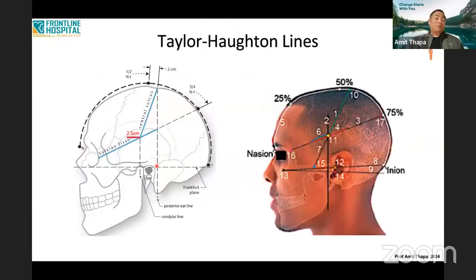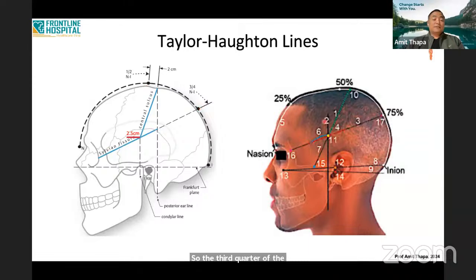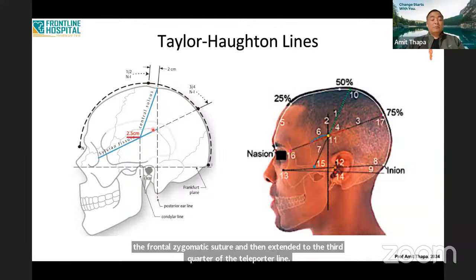Now, when we talk of craniometric points, it is important to make three different parameters. One is a circular line, which starts from the nasion and ends into the inion and is divided into 4 parts. So the third quarter of the part actually gives you an idea of a sylvian fissure when we started from the frontozygomatic suture and then extended to the third quarter of the Taylor-Haughton line. So the first 2/3 of that line can actually tell you about the sylvian fissure.